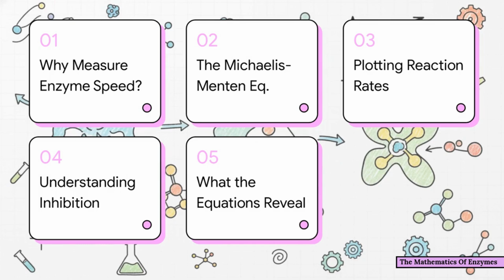So here's our game plan. We'll kick things off with a pretty basic question. Why should we even bother trying to measure how fast an enzyme works? Then we'll get into the big one, the Michaelis-Menten equation. We'll see how to actually visualize it and then use that knowledge to understand how enzymes can be blocked or inhibited. And finally, we'll wrap it all up by seeing what this whole mathematical toolkit really tells us.